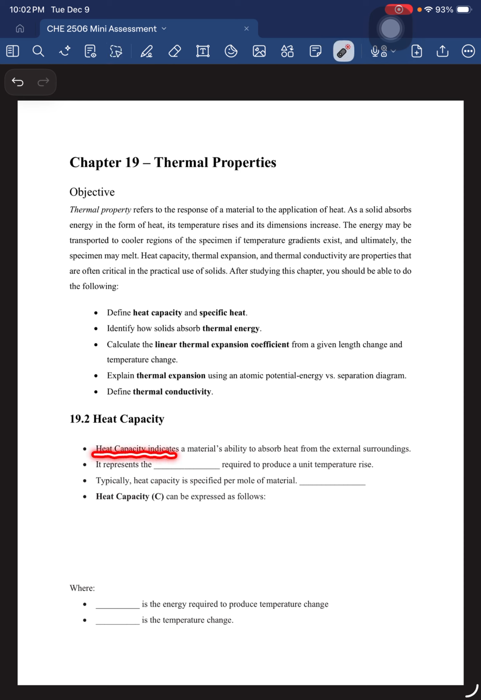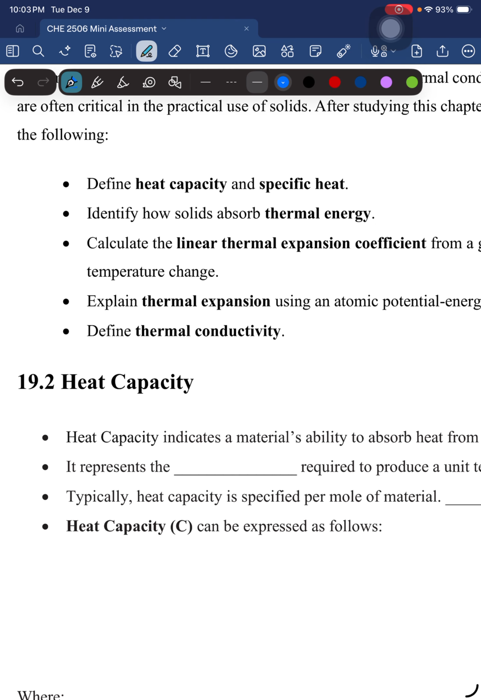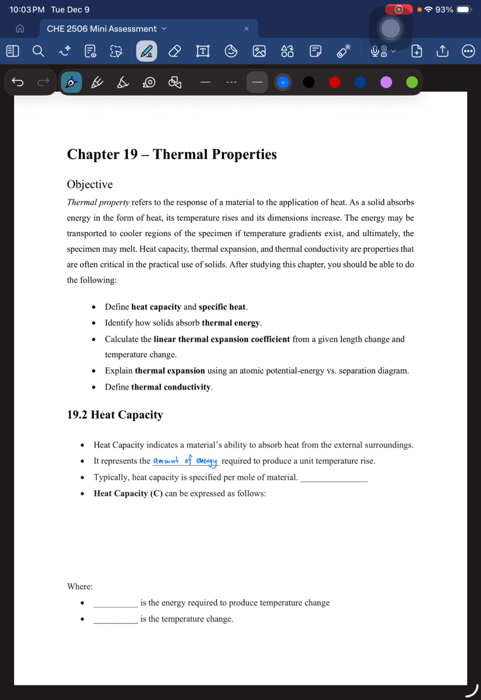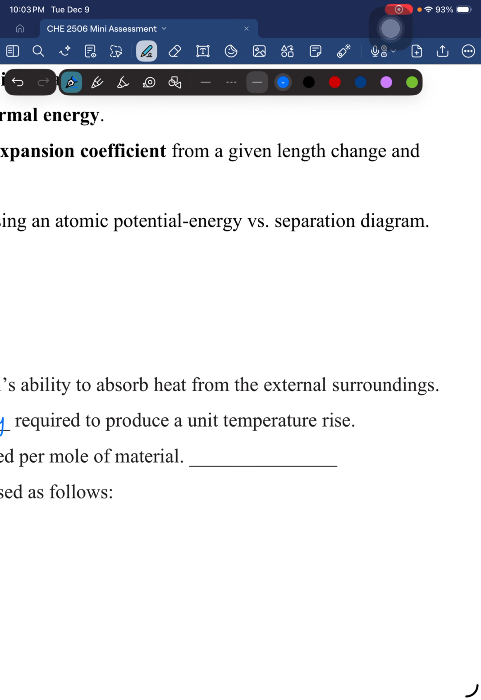Heat capacity indicates a material's ability to absorb heat from the external surroundings. It represents the amount of energy required to produce a unit temperature rise. Typically, heat capacity is specified per mole of material, and its units are either joules per mole Kelvin or calories per mole Kelvin.